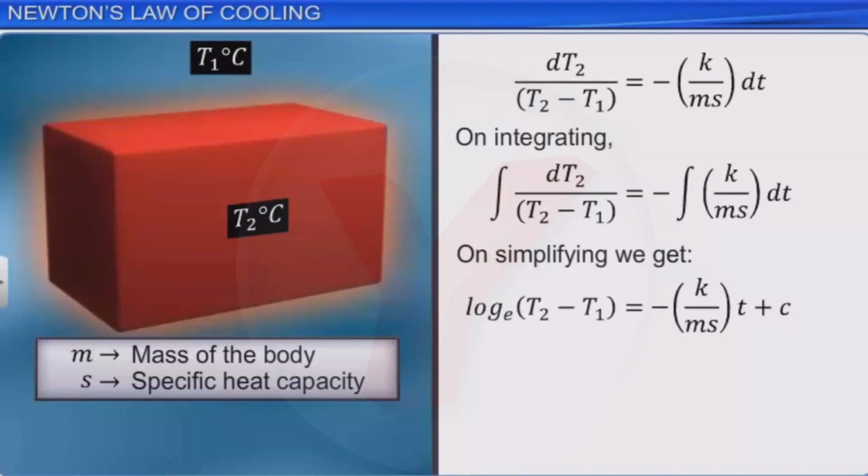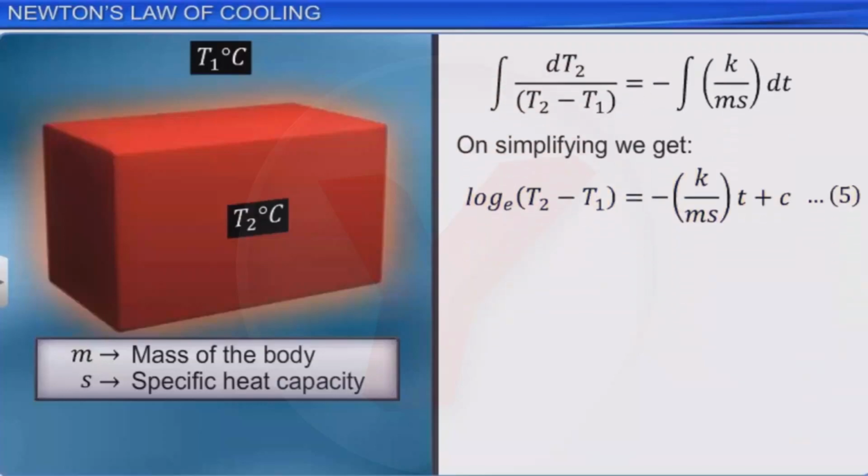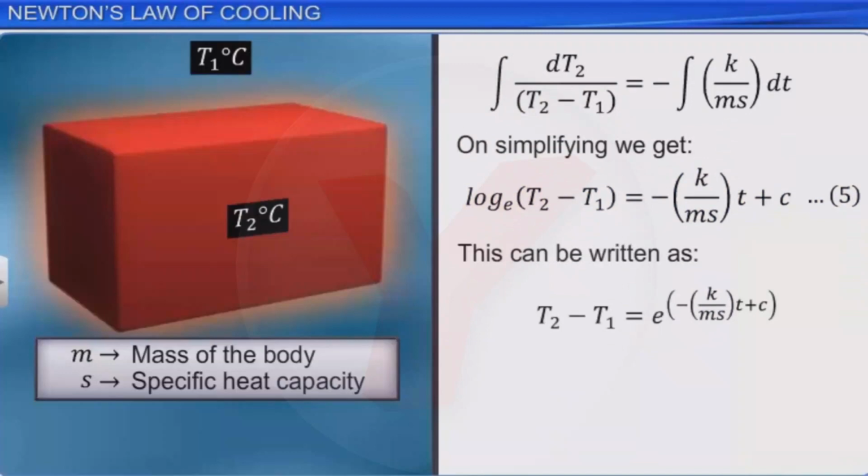This can also be written as T2 minus T1 is equal to e to the power minus K by ms into T plus C, which is equal to e raised to the power C into e raised to the power minus K by ms into T. Let this be equation 6.